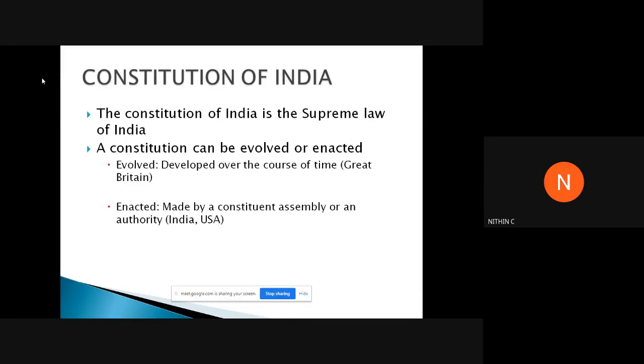Then you have the enacted constitution. What is that? It is made by a constituent assembly or an authority. In the case of India or the US, the constitutions come under the category of enacted constitution. That is, it is made by a constituent assembly or an authority. We will have an authority or constituent assembly which will be responsible for the creation of this constitution. That means we foresee these things in advance and write or code them into a document, setting all the rules and regulations that we foresaw.